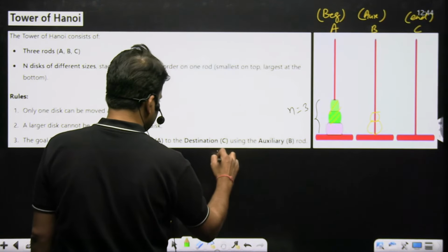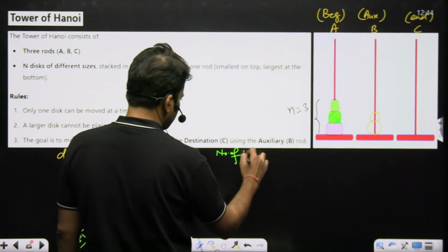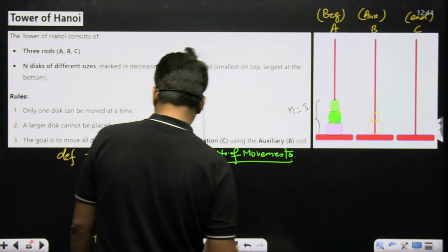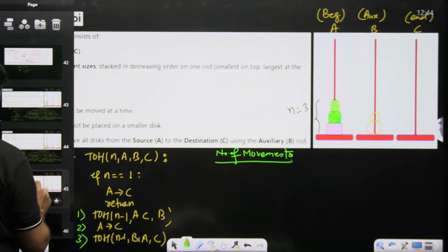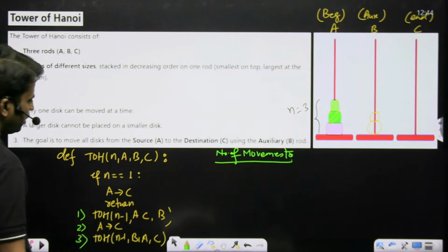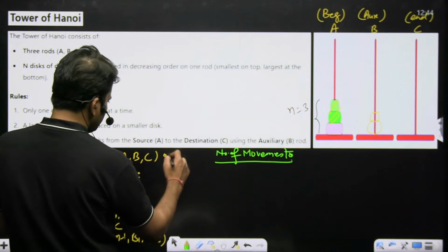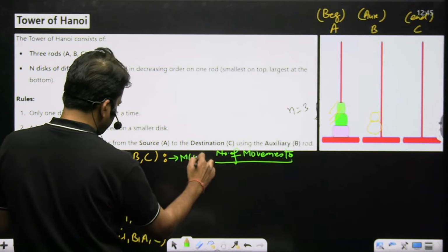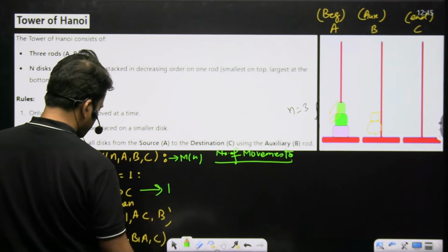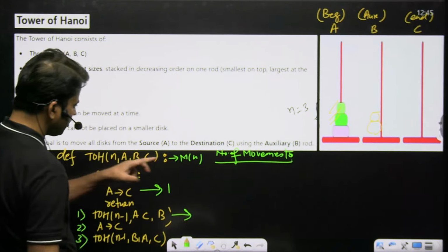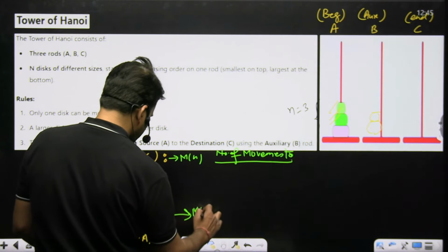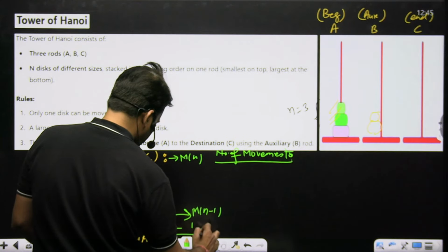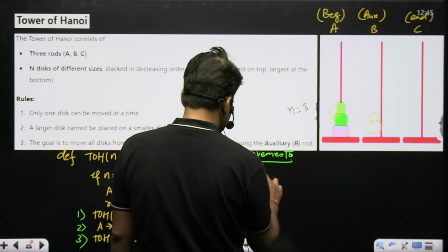Now, number of movements. Let us assume that for n disks, the number of movements is Mn. Sir, for one disk, one movement. For n disks the number of movements is Mn, for n minus 1 disks the number of movements is M of n minus 1, and this is 1, and the same again M of n minus 1. So now let Mn be the total number of movements.